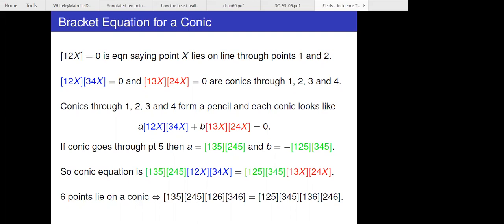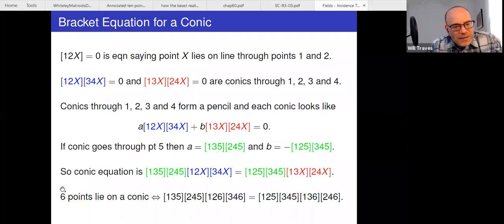Okay, anyway. That's interesting. So here's our equation for the conic through 5 points. And if you want a 6th point to lie on that conic, well, then you just plug in x equals 6 there, right? Your 6th point. And this is the equation that guarantees that the 6 points lie on a conic. And so this is kind of the bracket equation for a conic.